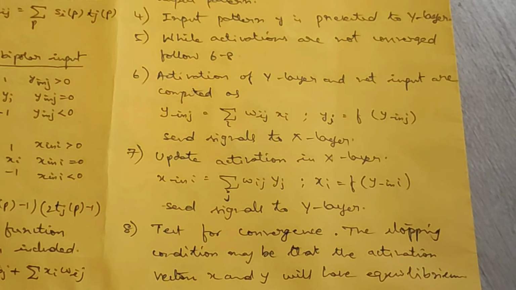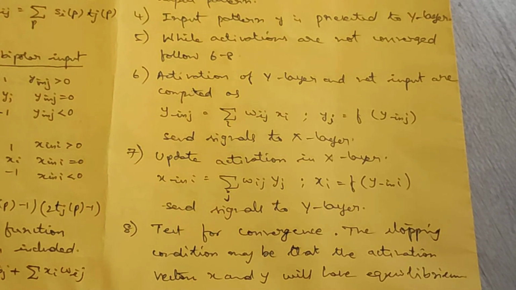Once that is finished, send the signal to the X layer. At the X layer you need to find the same thing. In the next step, update the activation in the X layer: X_in_i is equal to sigma over j of w_ij y_j, where x_i is f of X_in_i. Send the signals to the Y layer. Once these two things are over, now test for convergence.